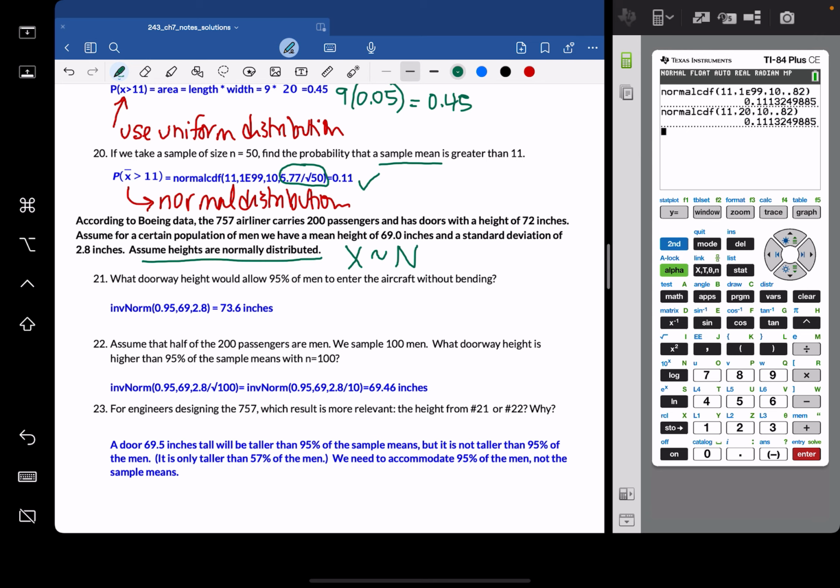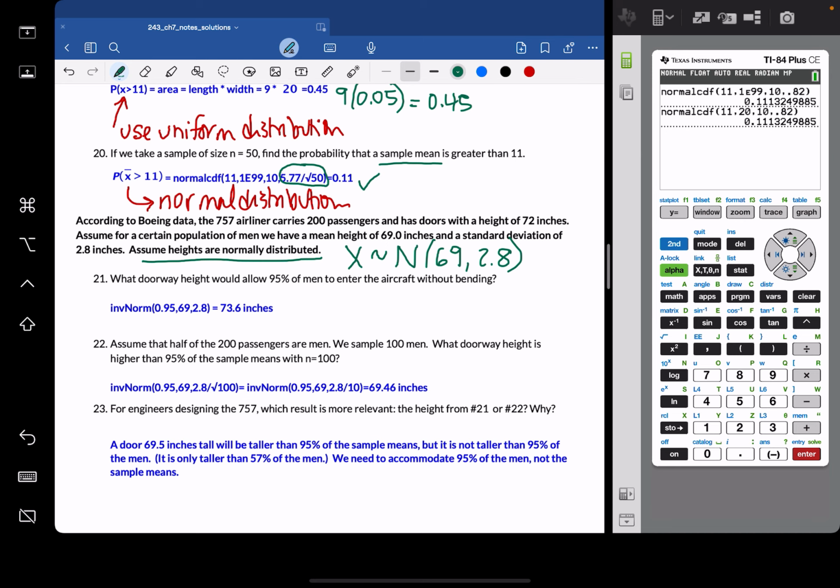X is distributed normally. We have a mean height of 69 inches. That's just under 6 feet tall, right? 6 feet is 72 inches, so this is 5'9". And a standard deviation of 2.8 inches. I actually got that information off of that Tall Life website we looked at earlier. Okay. What doorway height would allow 95% of men to enter into the aircraft without bending?